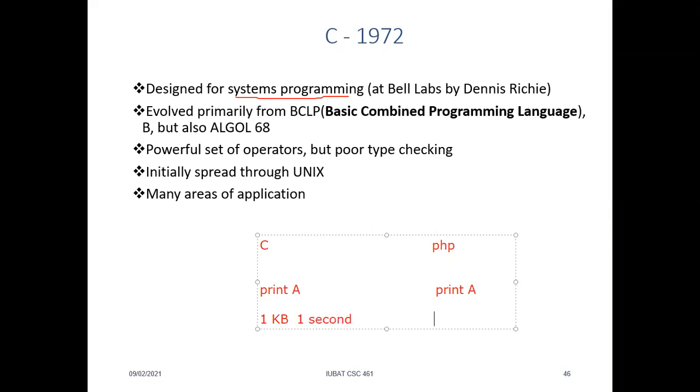In the case of PHP, if it takes, let's say, 5 kilobytes of memory or 2 seconds to execute, in that case I will say that C is a programming language that is fast because it takes less time, and it is light because the same instruction that we have in C, print A, takes 1 kilobyte of memory as a resource to execute. In the case of PHP, it takes 5 kilobytes to execute. So in this way, we can say that this is lightweight.